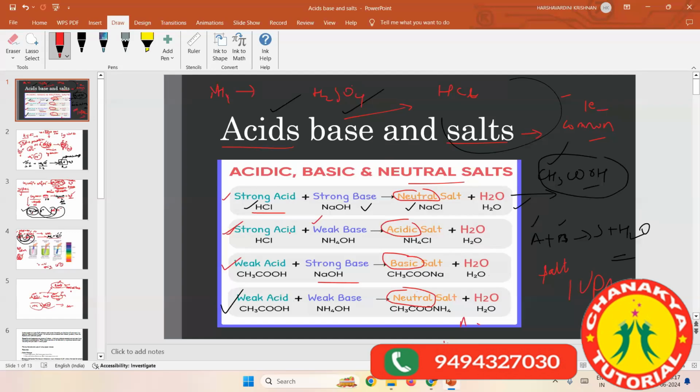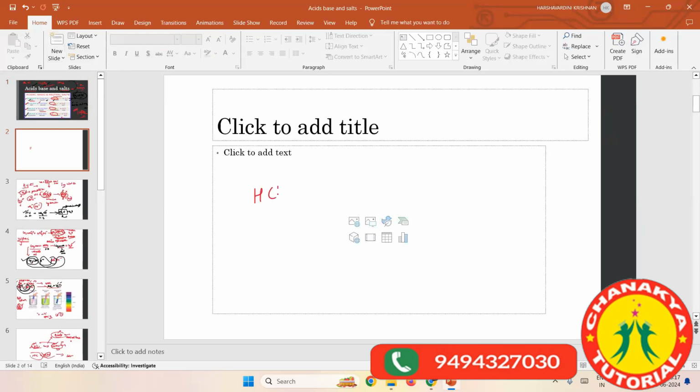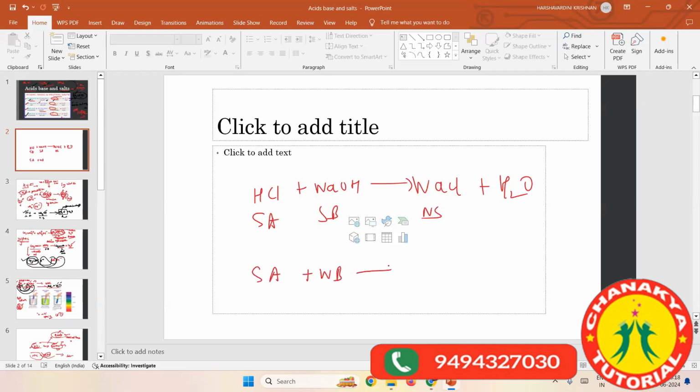Plus NaOH. So HOH will be taken for H2O, and for neutral salt, Na plus Cl equals neutral salt. NaOH will give me NaCl plus H2O. So this is strong acid, this is strong base, and this is neutral salt. When I have a strong acid plus a weak base, I'll get an acidic salt.